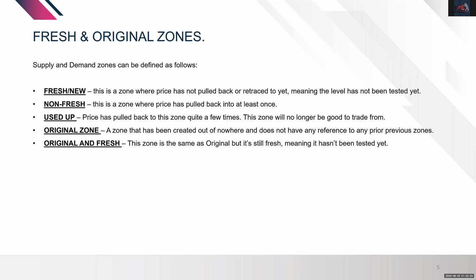Then we've got a used up zone. This is a zone where price has pulled back to quite a few times. This zone will no longer be good to trade from. If it's a supply zone, it means the sellers at that zone are now exhausted, they've been depleted, so market can continue going to the upside. If it's a demand zone, it means the buyers at that demand have been used up. They can't keep holding the price from going lower. So eventually that zone becomes used up, the buyers give up, and market is going to keep going to the downside.